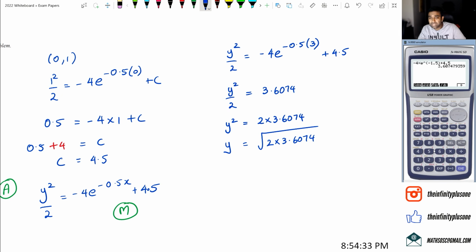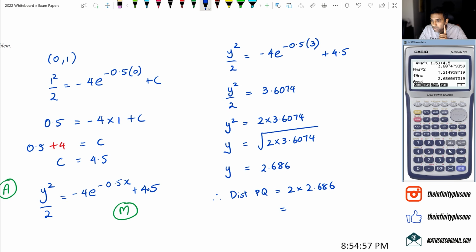Now, of course, the reason I'm putting this is because I'm just going to do the multiplication here. So I'm just going to go times 2, and then of course I'm going to take the square root of this right here, which actually gives me y is equal to 2.686. Therefore, the distance of PQ is equal to 2 times 2.686, which actually equals 5.372. Yeah, let's go with that.